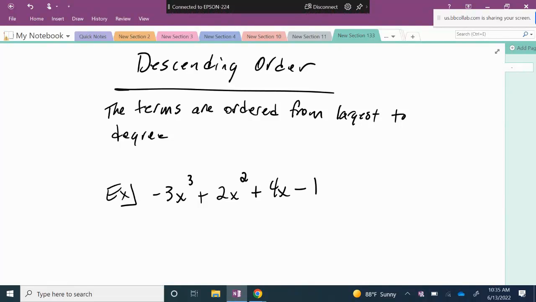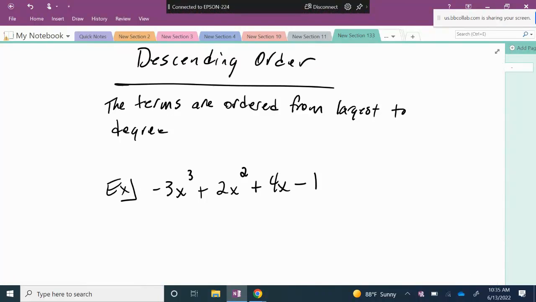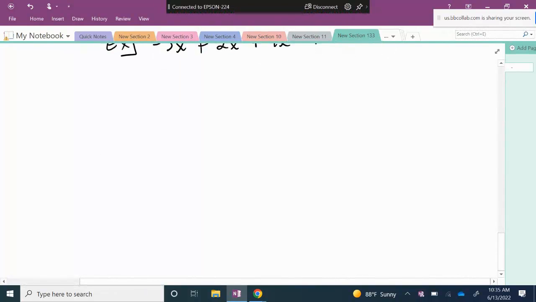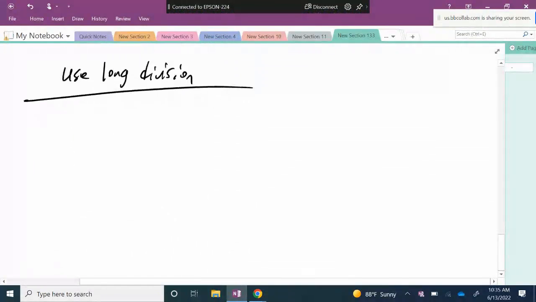As we proceed to look at long division, you must make sure that your divisor and your dividend are in descending order. All right, so let's look at an example. We're going to use long division, and we're going to do a few of these.